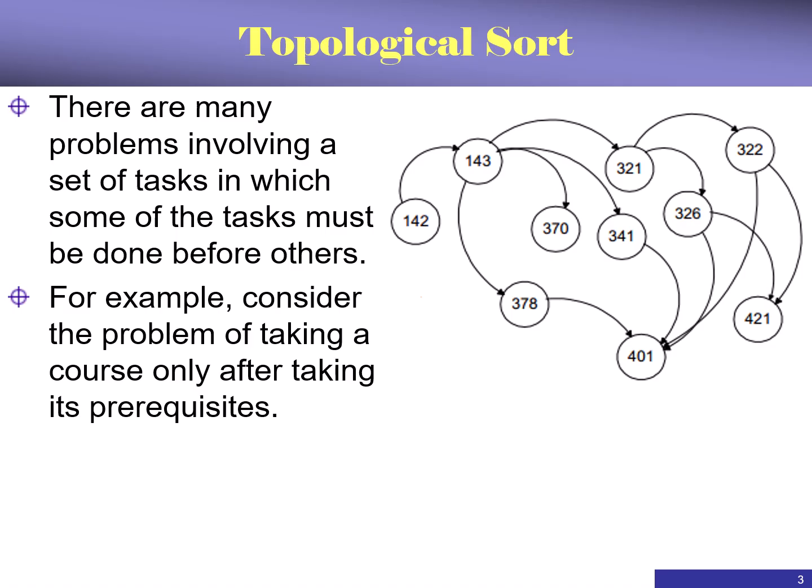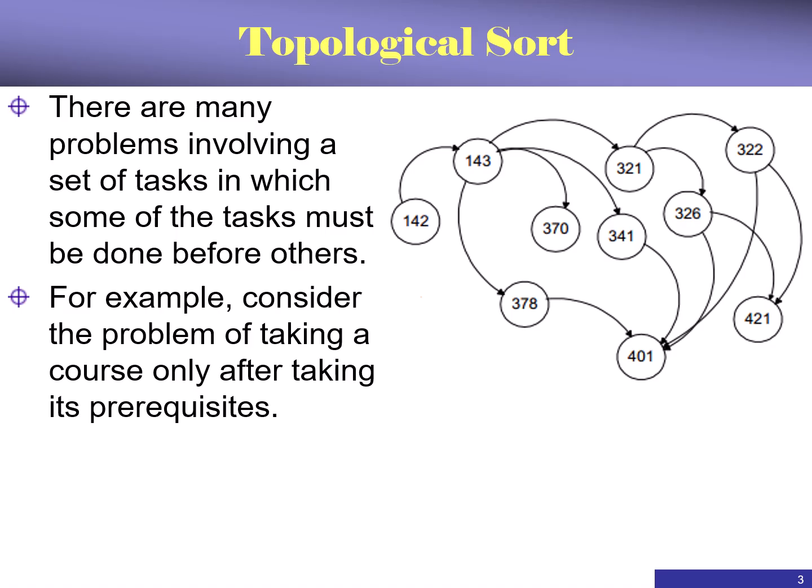For example, course 142 is a prerequisite of 143, and course 143 is a prerequisite of many other courses like 321, 341, 370, 378, etc. All the vertices represent the courses, and the edges have direction because it's a digraph. So all the edges represent the sequence, which comes first and which comes later, like after taking 142, the next course is 143.